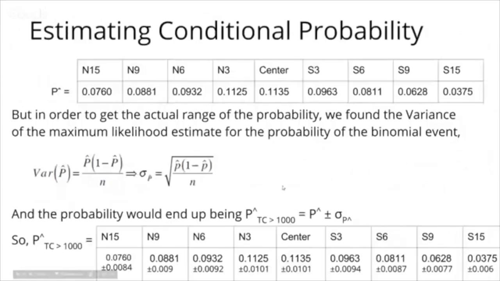Estimating conditional probability. These are the p hat that we got for every respective station. But in order to get the actual range of the probability, we found the variance of the maximum likelihood estimate for the probability of the binomial event. Using this variance, the actual probability is this plus minus the standard deviation, which can be seen in here.